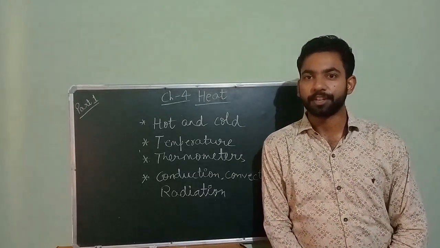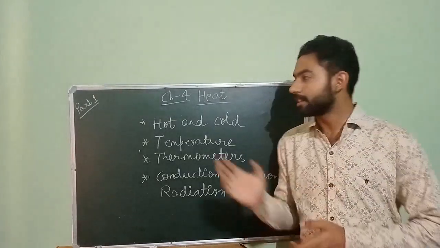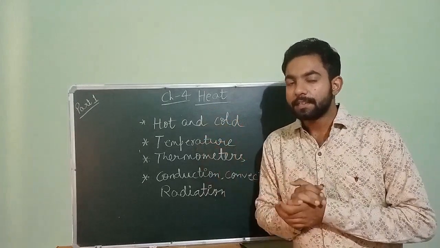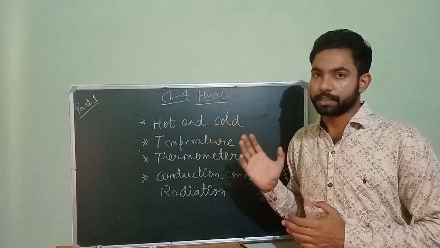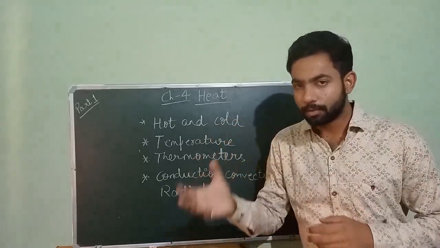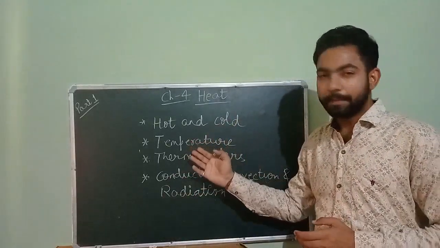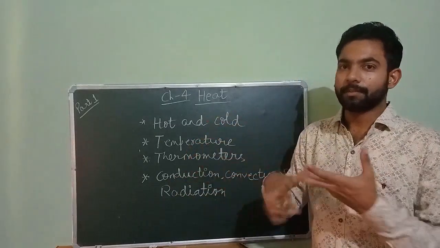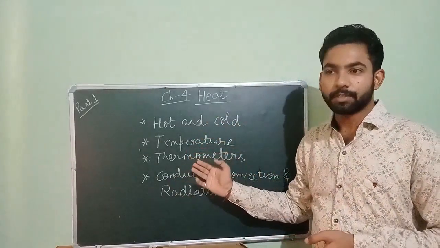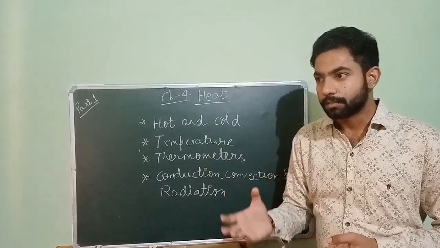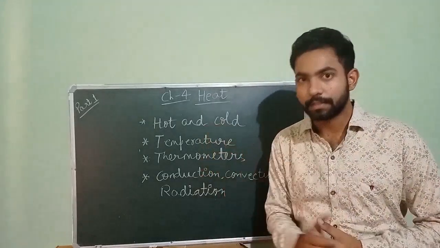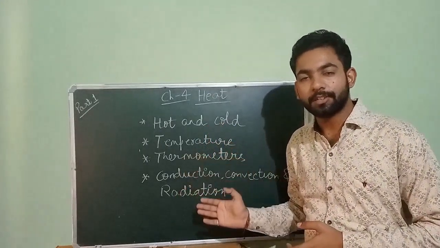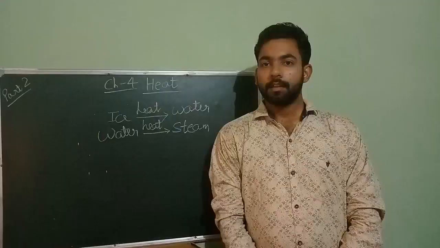Hello students, good morning. In this video we will discuss chapter number 4, heat. In this topic we will discuss some topics such as hot and cold objects. There are some objects which are cold and which are hot. Temperature, what is temperature and what are its effects? Thermometer, types of thermometer, and there are different ways of transfer of heat, which are conduction, convection and radiation.